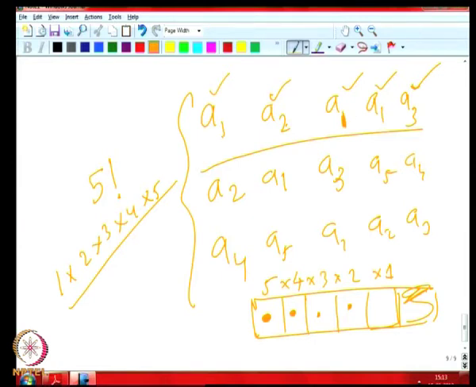Definitely not, because earlier with A1, A2, this was one permutation. Suppose when I put it here and this here, it is a different permutation. But now, because they are all A1s, if I take one here and one here, it is not going to change anything because it will be the same, right. So, how will you count how many permutations are there? This is what we are interested in now.